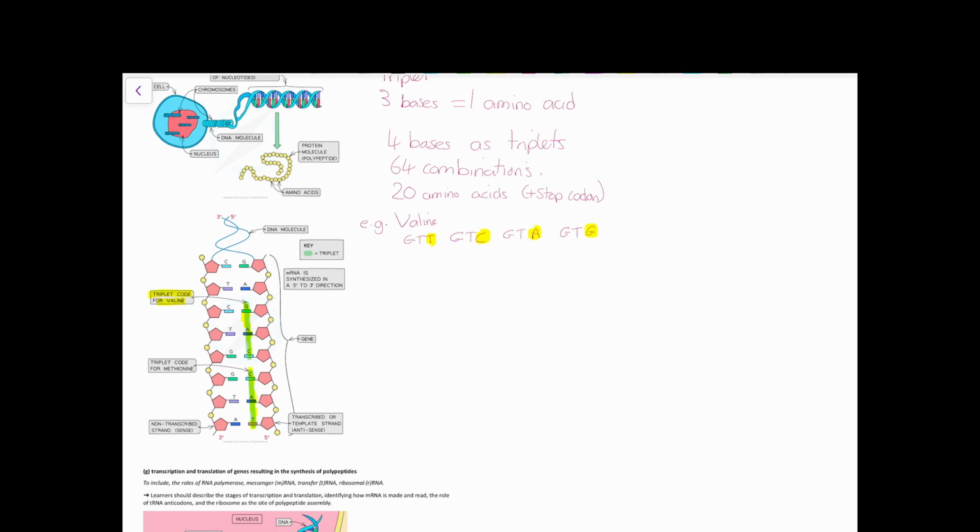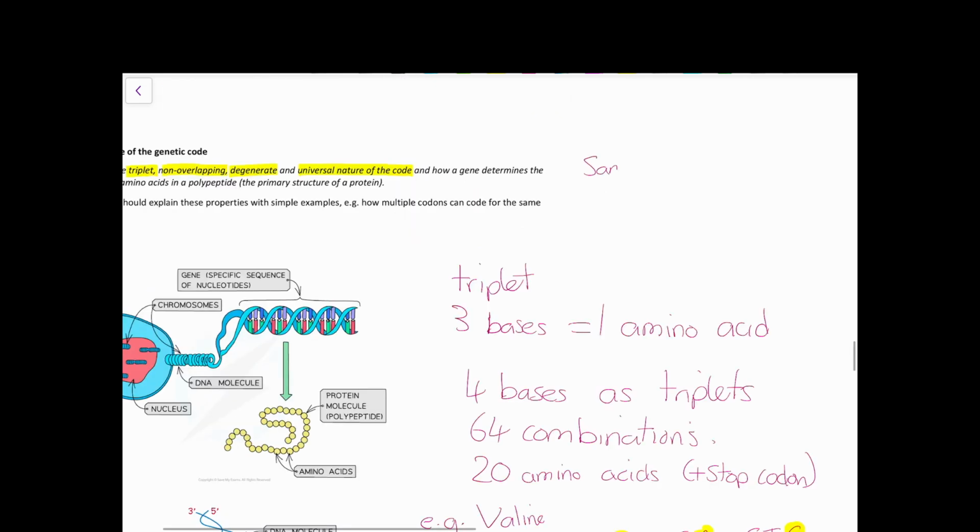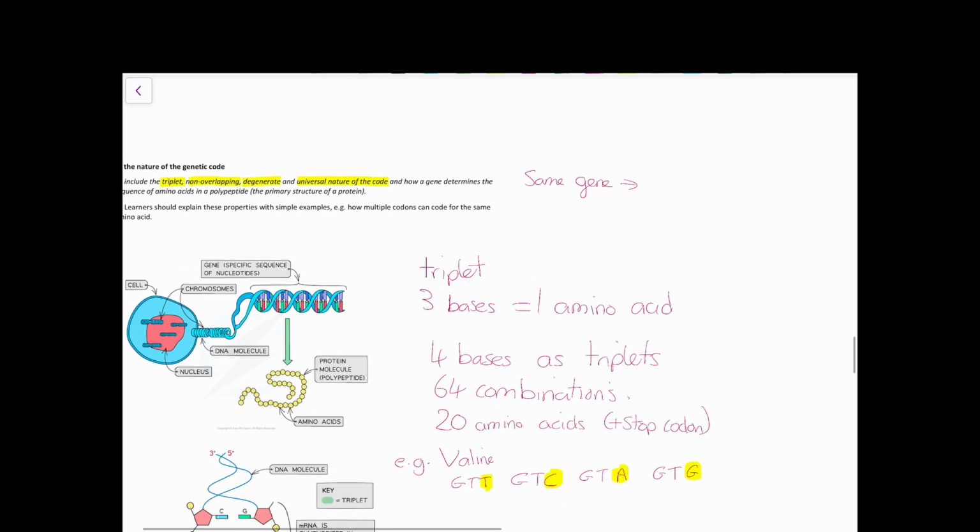The universal nature of the genetic code, what that means is that the same gene will code for the same polypeptides. It will code for the same primary structure of the protein, the same sequence of amino acids, regardless of what species it is.